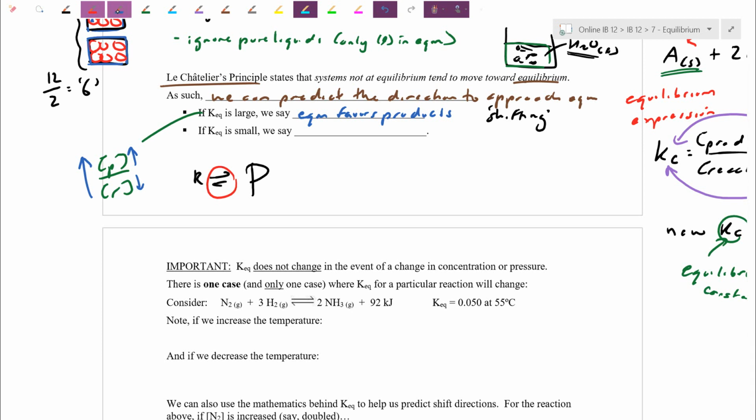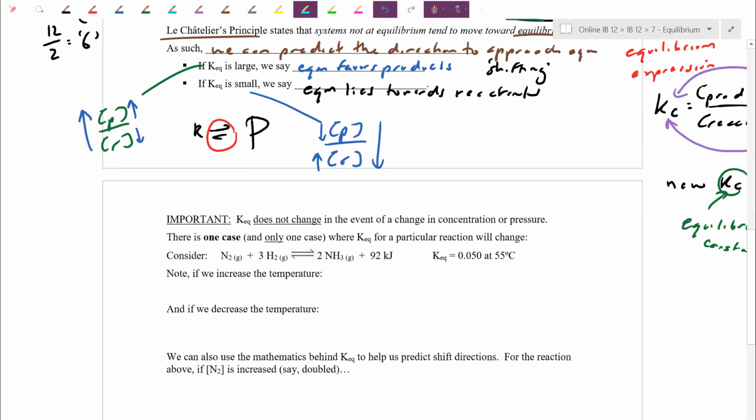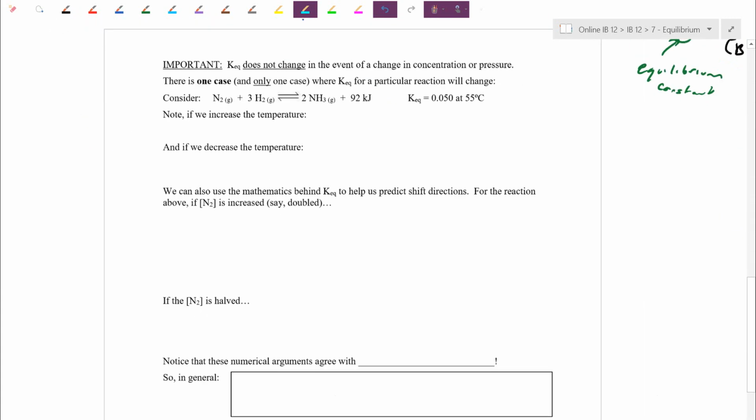Or vice versa here, if the KEQ is small, if the KEQ is less than 1, if this fraction here is tiny, right? Think products over reactants here. If this thing here is supposed to be tiny, products have to be low, reactants have to be high. Basically, we need to have way more reactants. Another way, just getting you familiar with the wording of it here, you can say the equilibrium lies towards reactants. And that's the direction we want to head towards. If I'm not in equilibrium right now, I need to then generate more reactants.